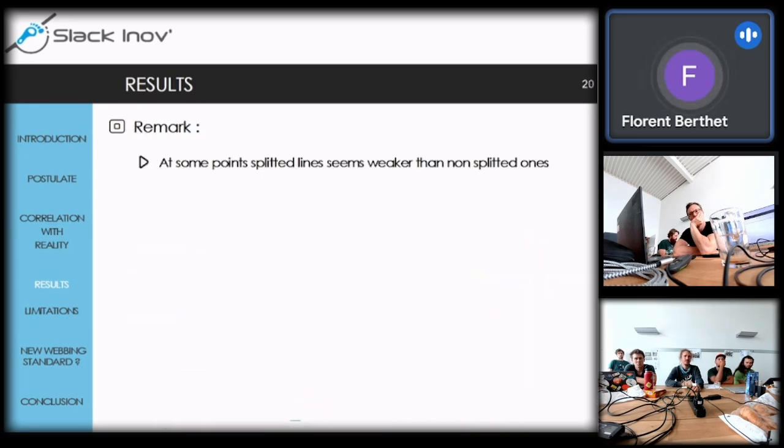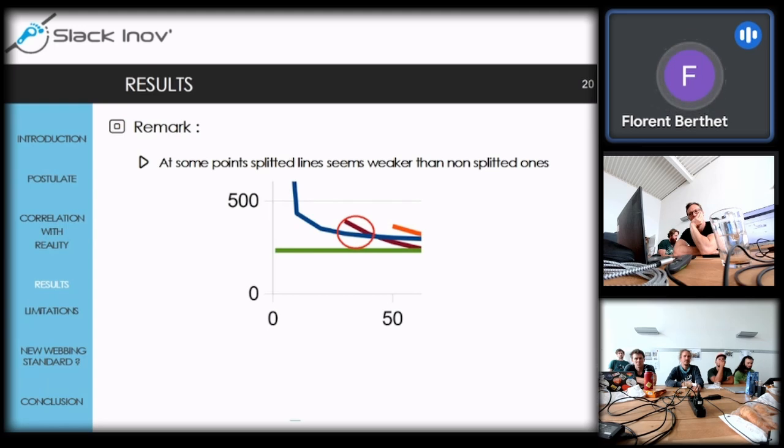So some few remarks. If you look at those points, you will see that the split line seems to be weaker than the non-split line, which appears to be nonsense. But finally, it is not. It is just because of the hypothesis of the static extender.